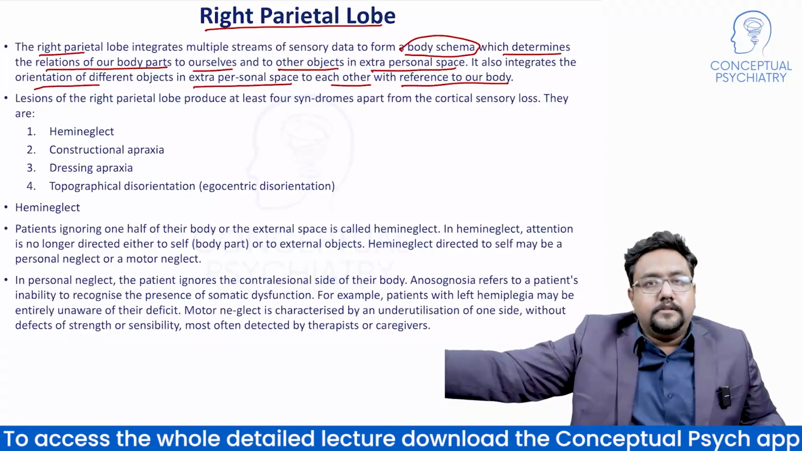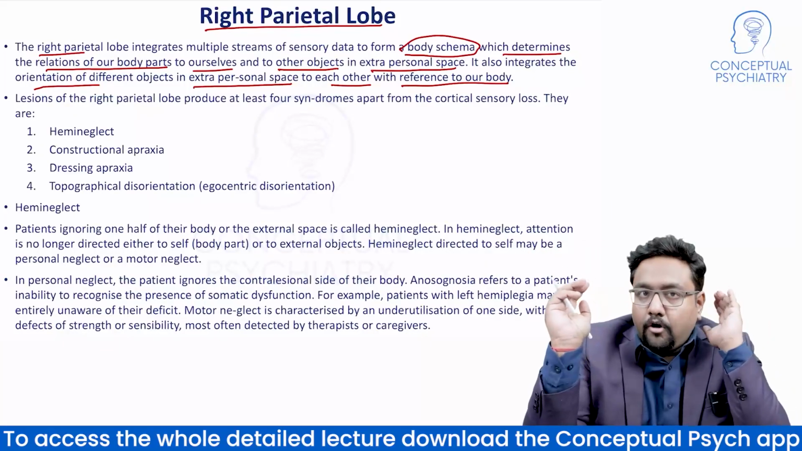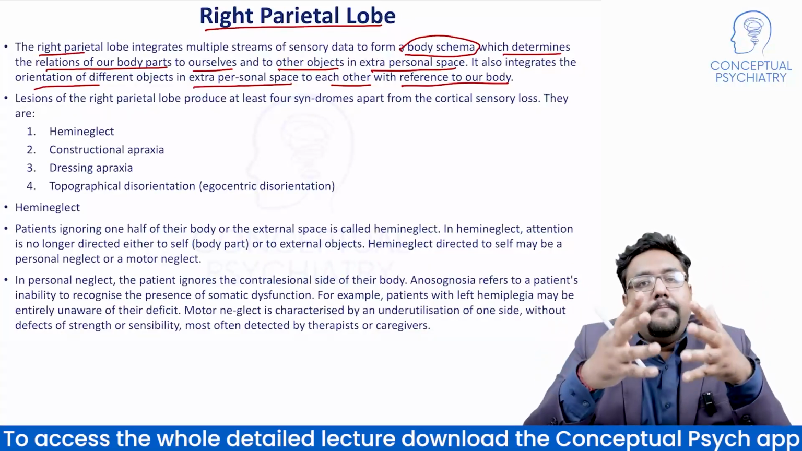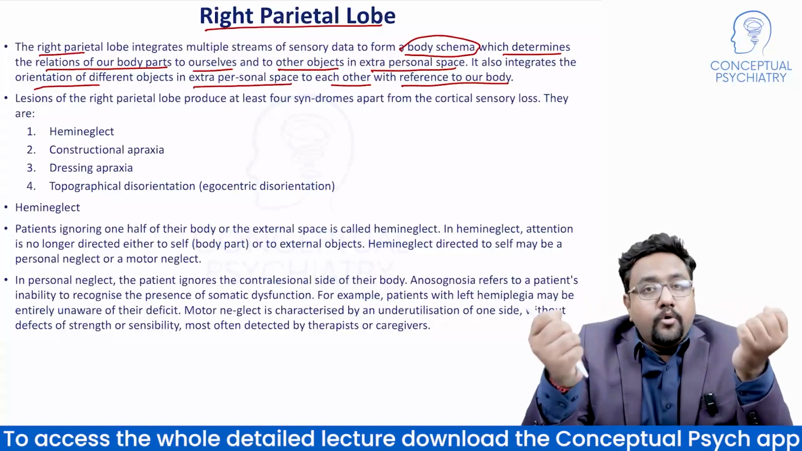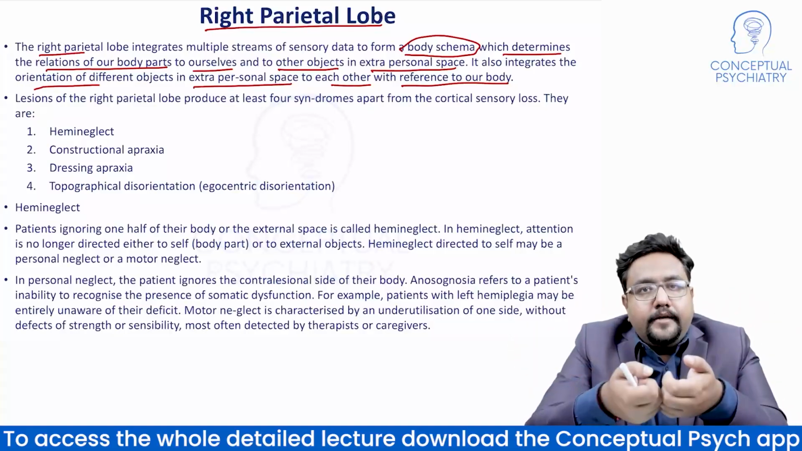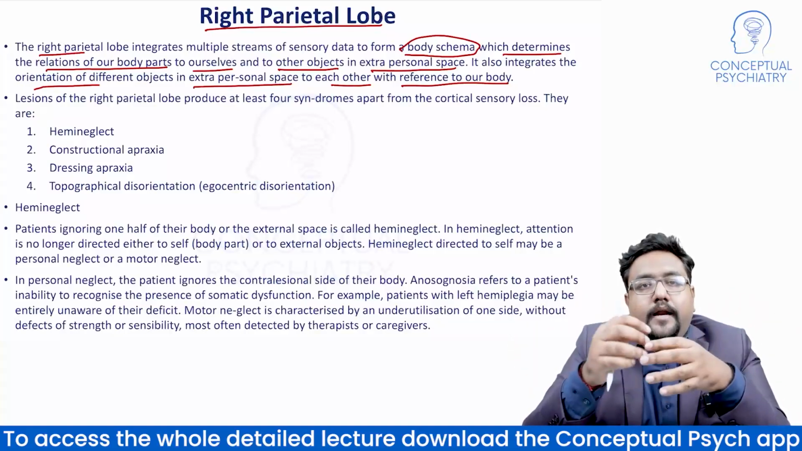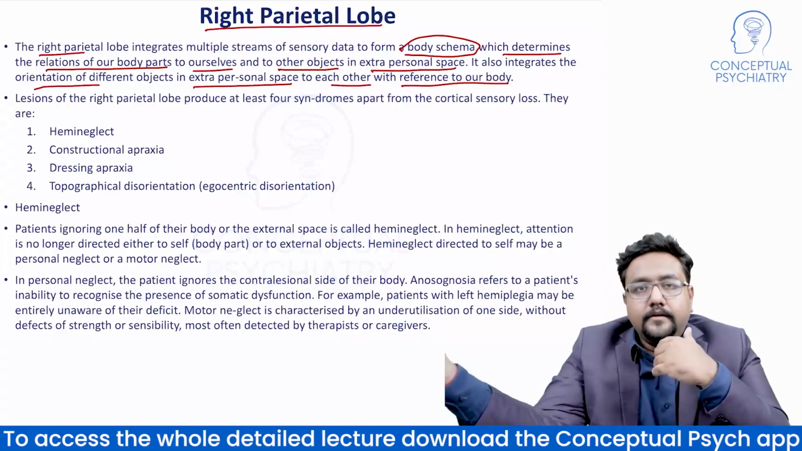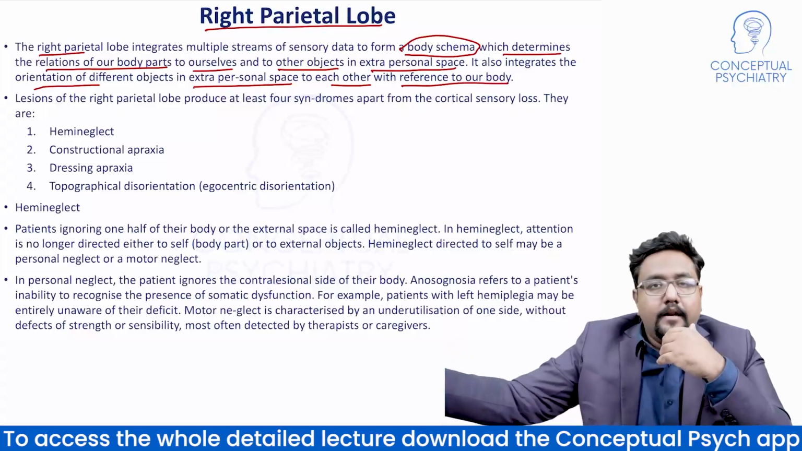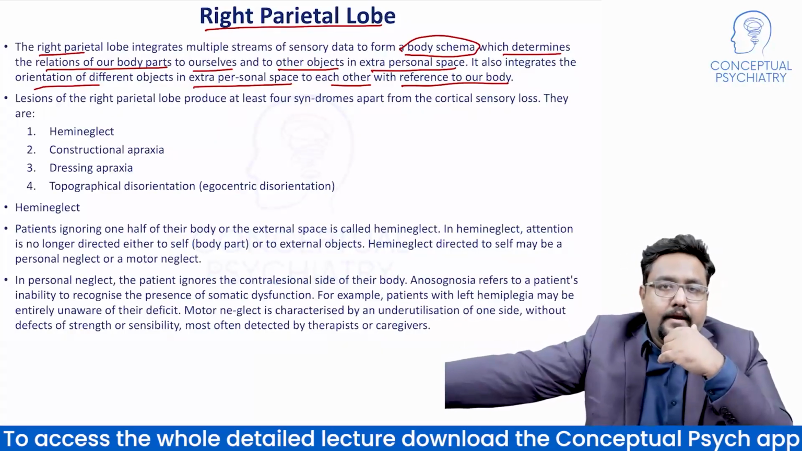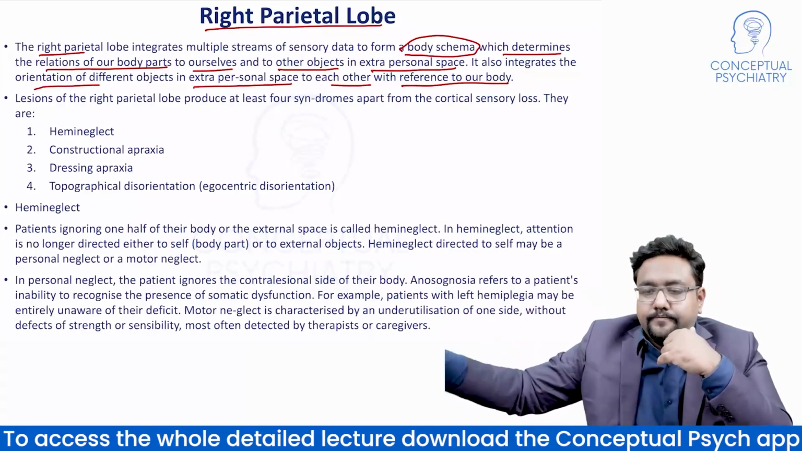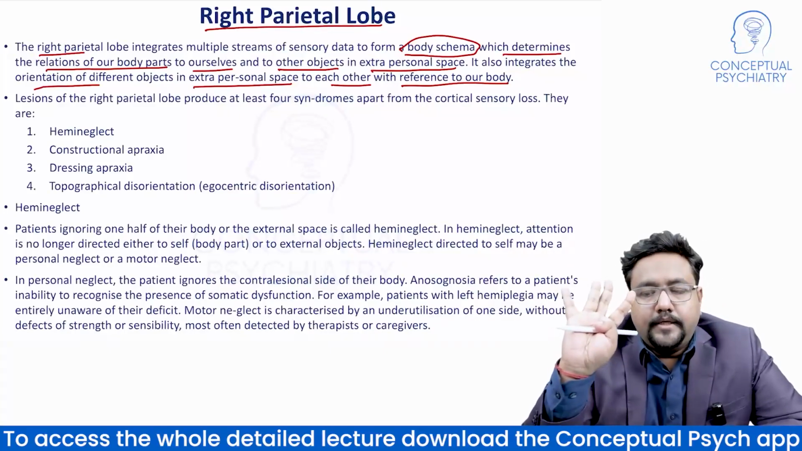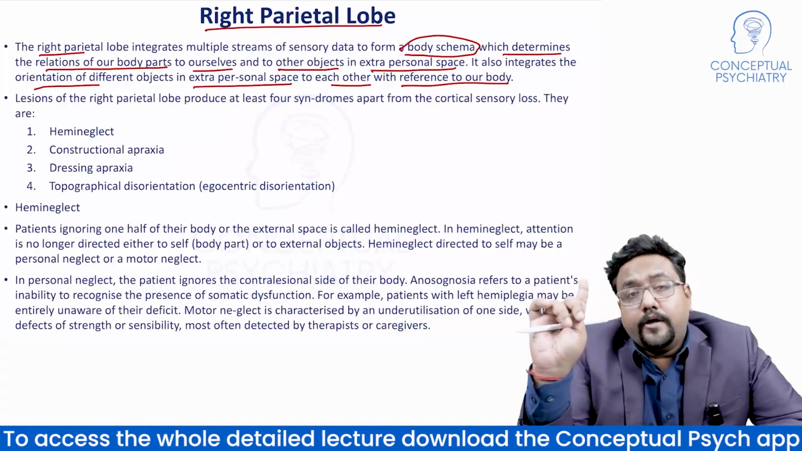All of these things happen because my occipital lobe is sending some visual data, and my right parietal lobe is basically encoding it, interpreting it, and understanding the relation of me with the object, how far the object is, and how much I need to extend my hand and quickly get the object. Okay. So there are at least 4 syndromes that can happen apart from cortical sensory loss.